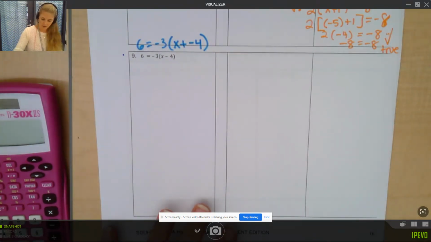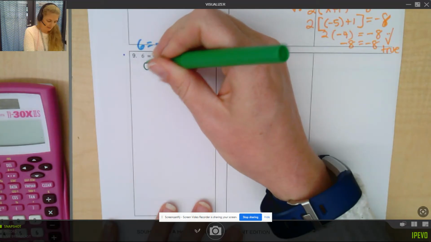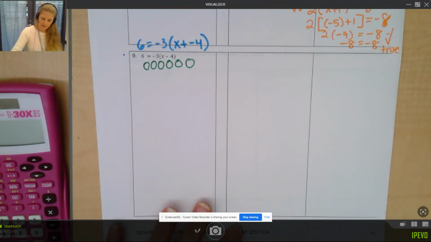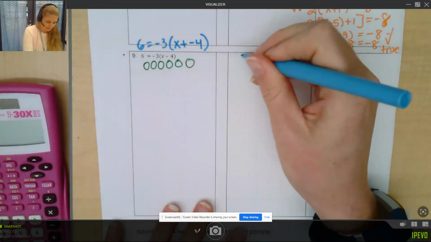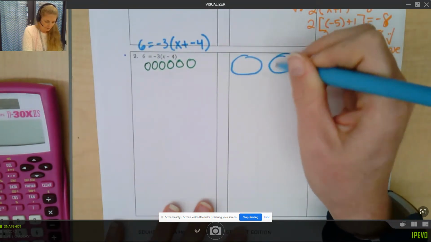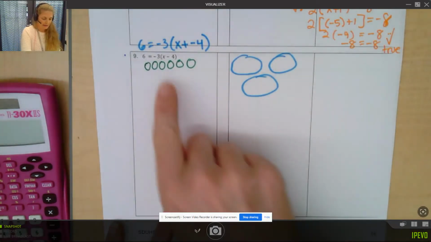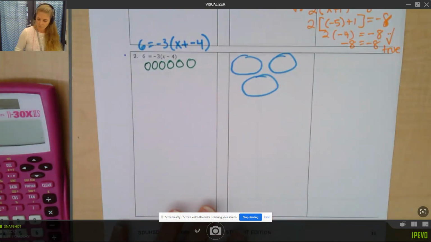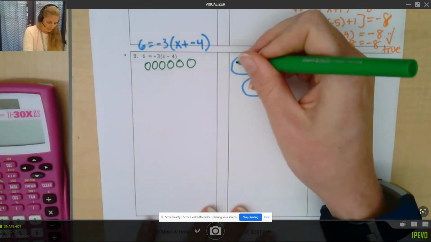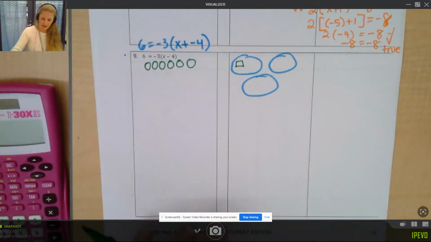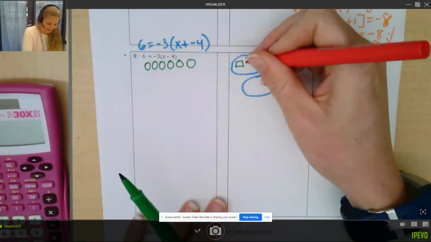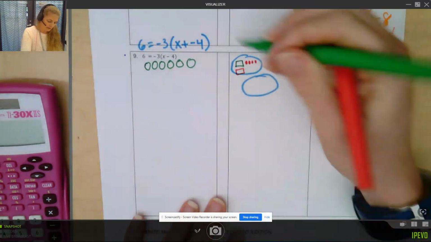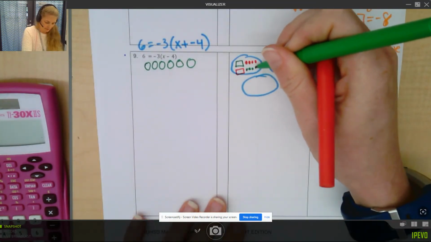Okay, so on the left side, we need 6 positives, 1, 2, 3, 4, 5, 6. And on this side, I'm going to need 3 groups, 1, 2, 3. And in each of these groups, I'm going to need 0 pairs of x's and 4 negatives. So I know I'm going to end up taking away an x, and I should have made these groups a little bigger, huh? 4 negatives. So we want them to line up so we can take it away as a group.